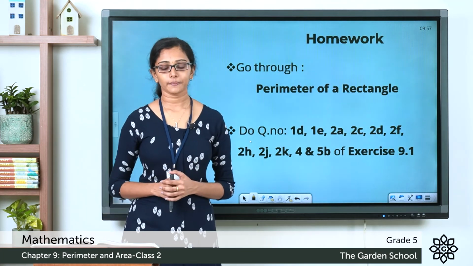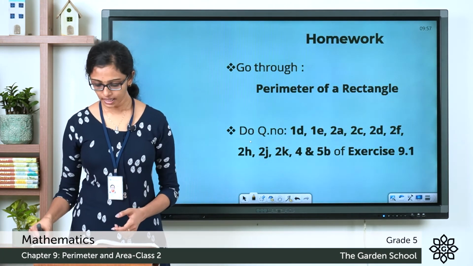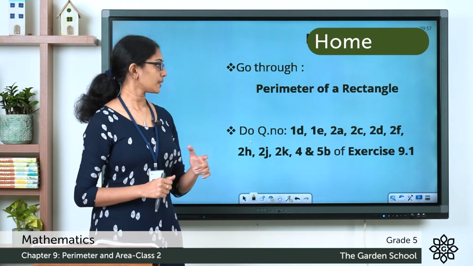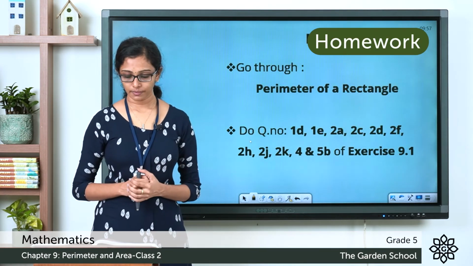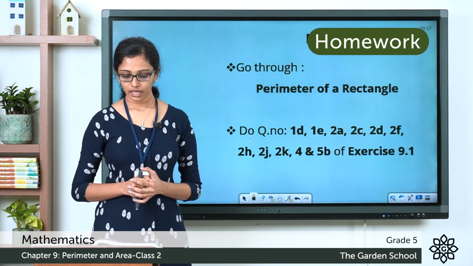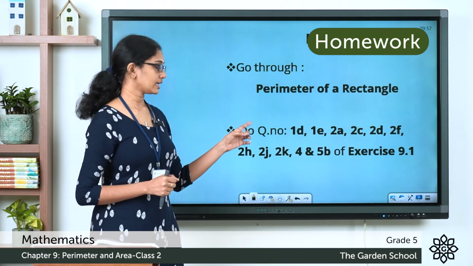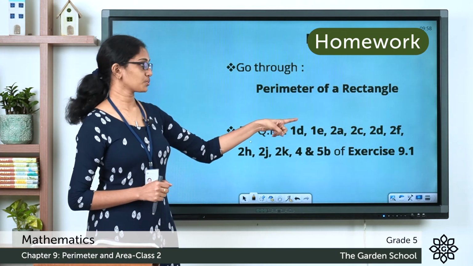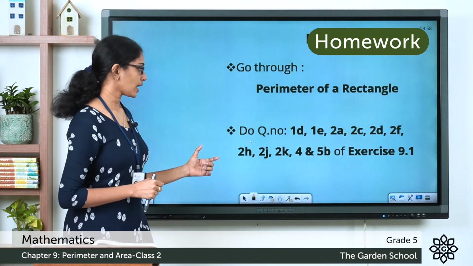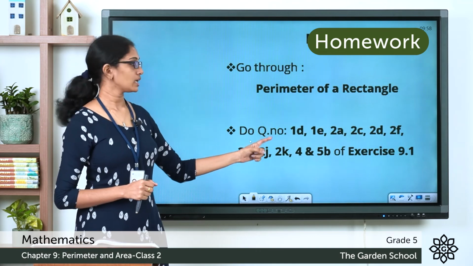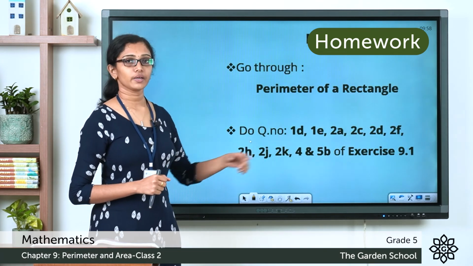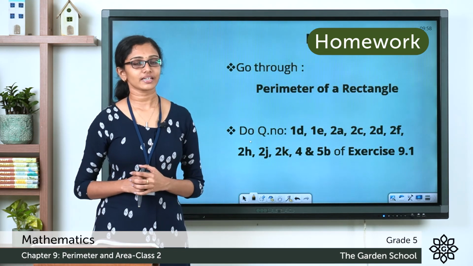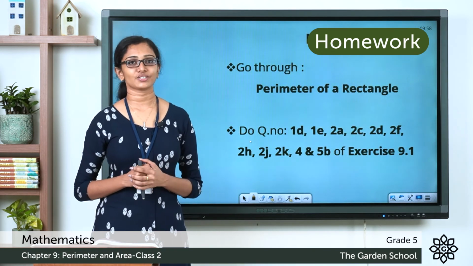You have to go through the topic perimeter of a rectangle in page number 139 and 140. Then you have to do a few questions from exercise 9.1. You have to complete the questions 1D, 1E, 2A, 2C, 2D, 2F, 2H, 2J, 2K, question number 4 and 5B of exercise 9.1. Once you are done with these questions, you can take a picture and send us through Teams.